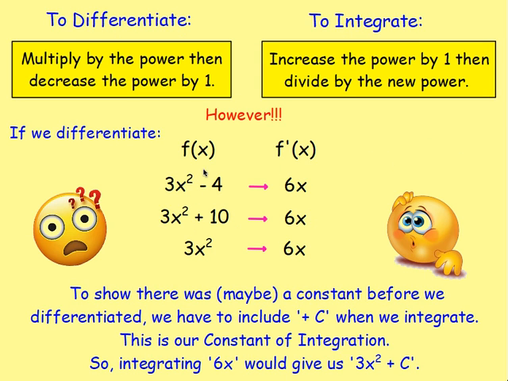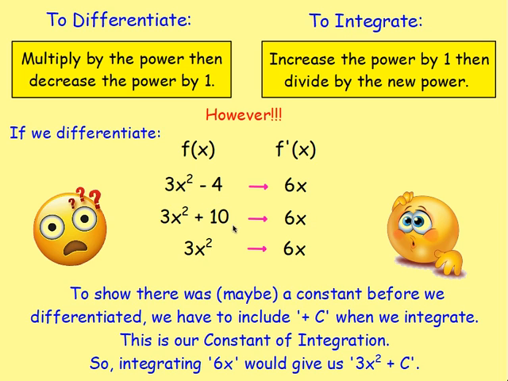If you differentiate 3x squared minus 4, you would end up with 6x. If you differentiate 3x squared plus 10, you also get 6x. And if you differentiate 3x squared, you also get 6x. What's going on here? Well, with each of these, you're ending up just with 6x. If you integrate them then, how do you know if it's going to be 3x squared, or 3x squared plus 10, or 3x squared minus 4, or 3x squared plus 2.7 billion?